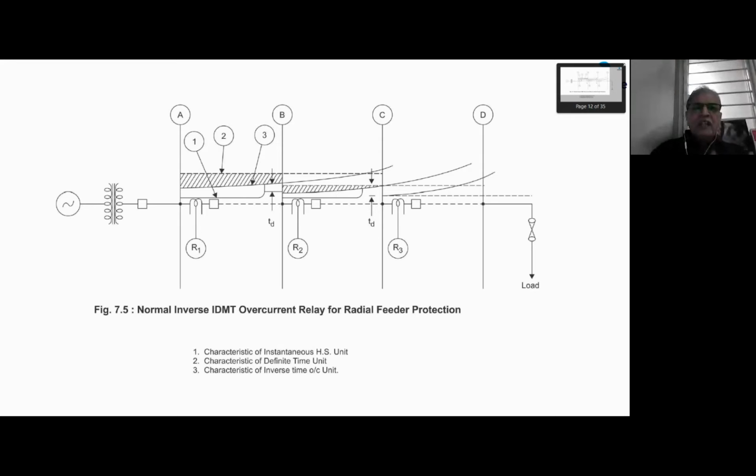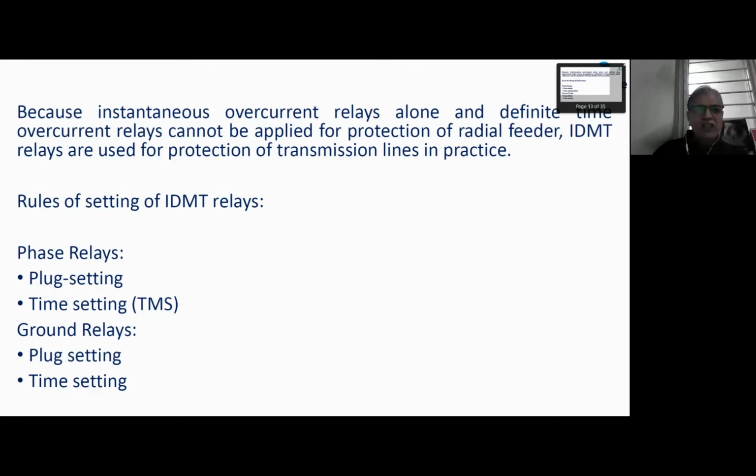You can also see that you can attach an instantaneous unit. So for severe faults, faster operation is possible. So number 1 is shown: IDMT relays are used in conjunction with high set units. Because we are using IDMT relays, we will talk about the rules of setting, but as I told you, it is not possible to cover the rules in this session of 1 hour.